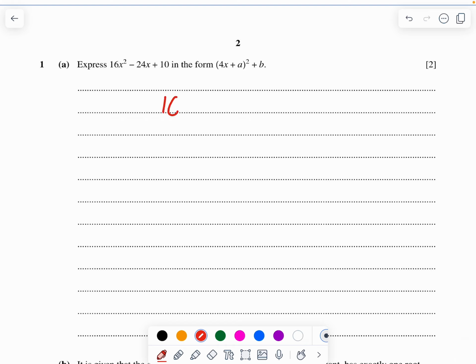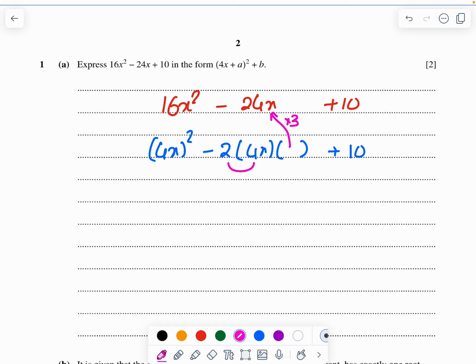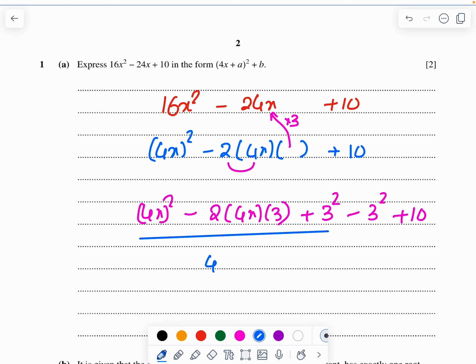Next, 16x squared minus 24x plus 10. This time instead of taking common, he is writing 4x whole squared minus 2 times 4x times what, plus 10. So 2 times 4 is 8, and 8 times 3 is 24. So it should be 4x whole squared minus 2 times 4x times 3. Add 3 squared, subtract 3 squared, and the 10 stays as it is. So these three terms will become 4x minus 3 whole squared, and 10 minus 9 is 1. So the answer is 4x minus 3 whole squared plus 1.